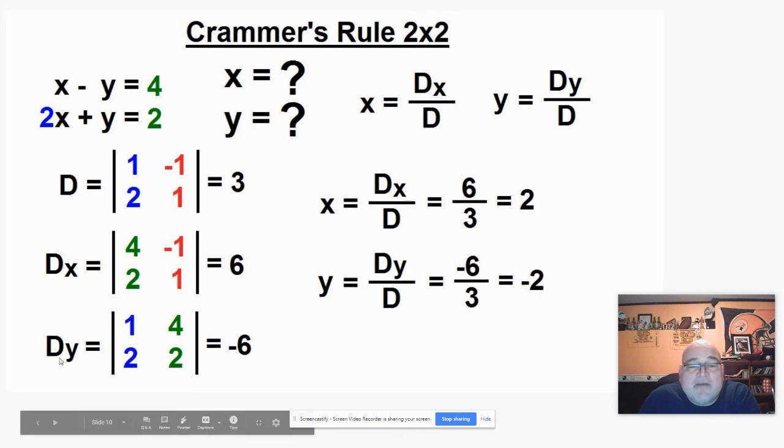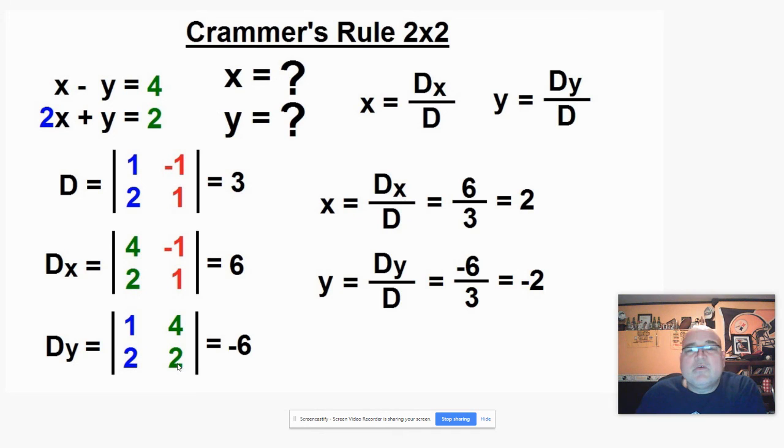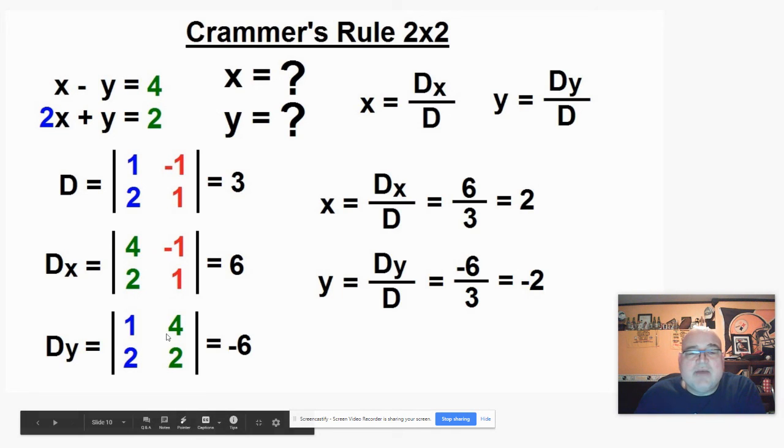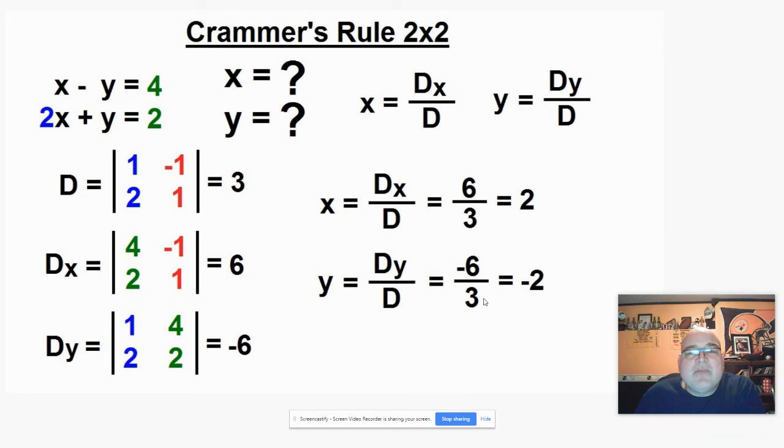We then do the same thing. Now we want to find the determinant of the y's. So x is back in the first column. 4, 2 goes into the second column. 1 times 2 is 2. 2 times 4 is 8. 2 minus 8 is negative 6. Negative 6 divided by 3, the y is negative 2. That's how you do Cramer's rule in solving 2 by 2 systems.